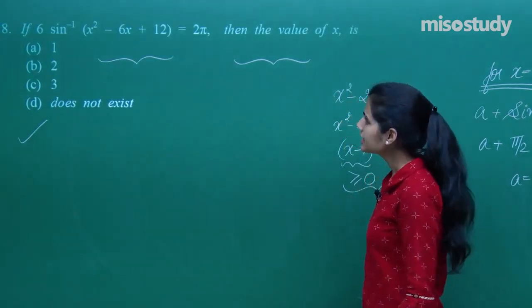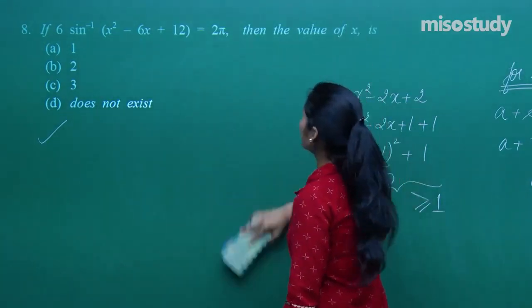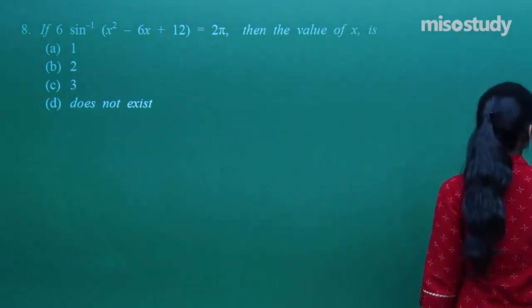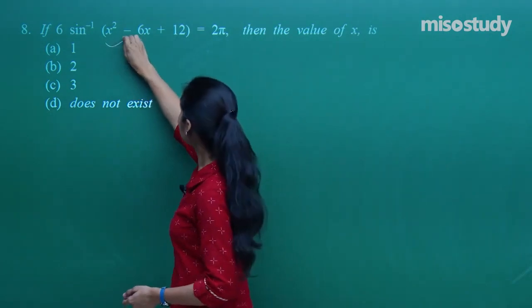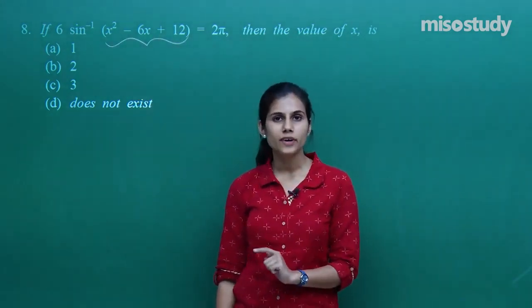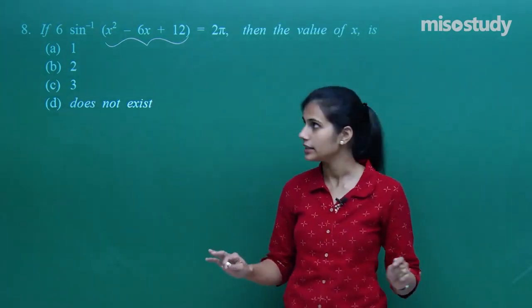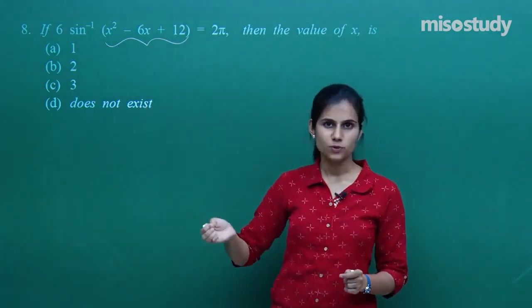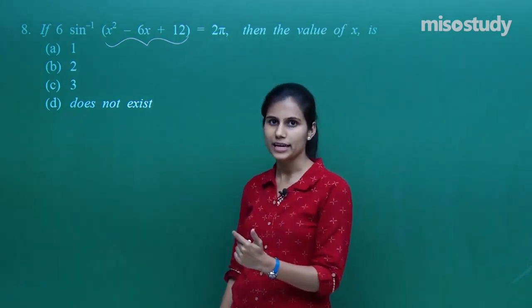We have: if 6 sine inverse of x square minus 6x plus 12 is 2 pi, then the value of x should be what? Let's see. Now again over here, sine inverse of this expression is being written. Now sine inverse of anything is only defined when that anything is lying in the minus 1, 1 closed interval, otherwise it is not defined. So this particular thing has to be greater than or equal to minus 1 and less than or equal to 1 for sine inverse to be able to act upon it.